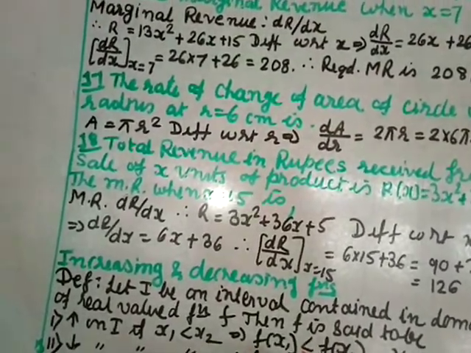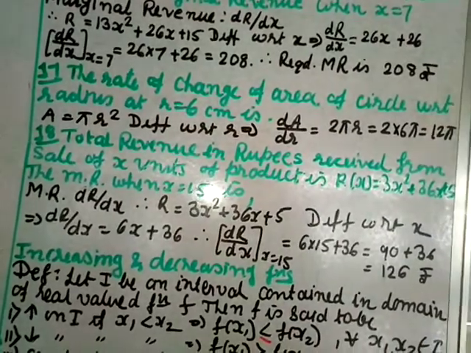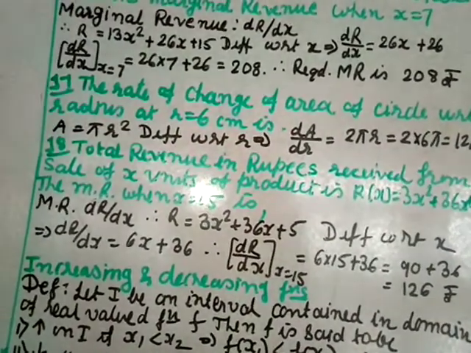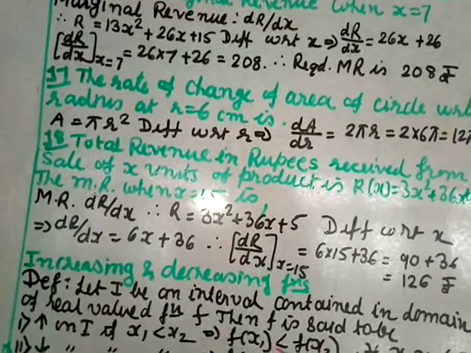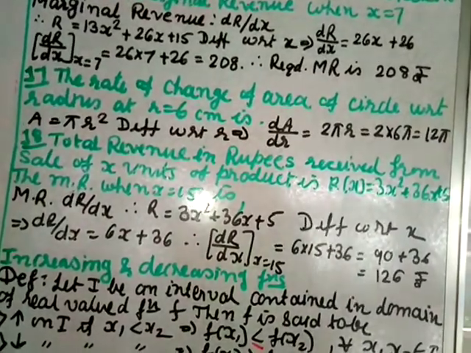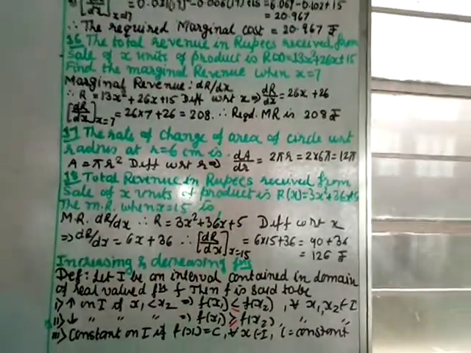And if the inequality changes, then you call it a decreasing function. Okay, and if the equal-to is not there, then it is strictly increasing or strictly decreasing. If the equal-to is there, it means it is increasing or decreasing.